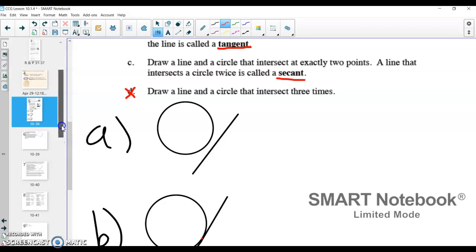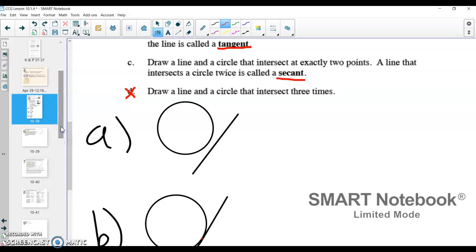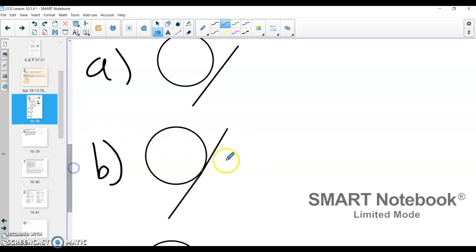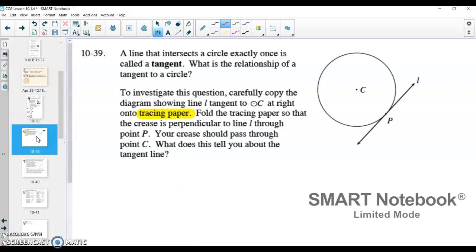Alright. Now we're going to investigate that idea of a tangent line a little bit further in the next problem. This idea that you can have a line that intersects a circle at 1 point. Okay, that's what it's saying here.